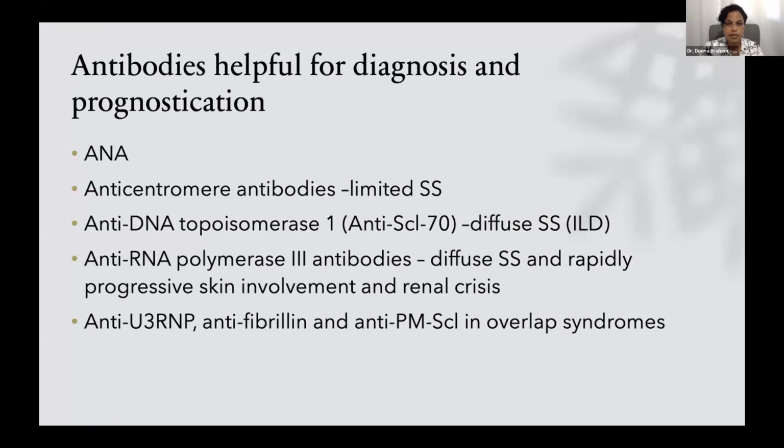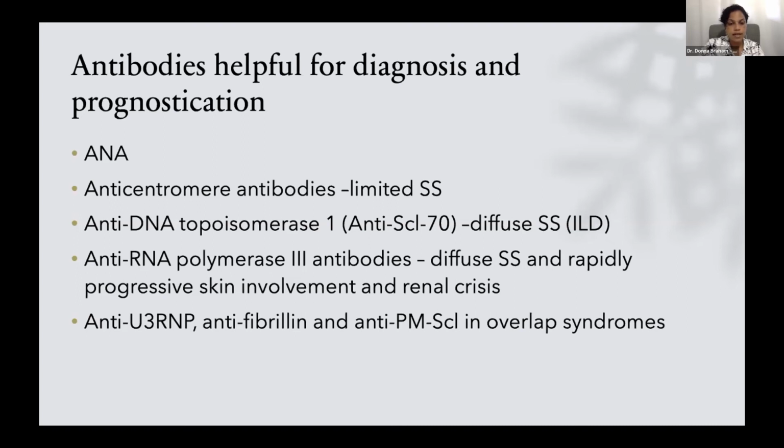The antibodies are helpful for diagnosis and prognostication. The ANA is positive in 95% of patients who have systemic sclerosis, but you may just have limited sclerosis. Anticentromere antibodies can also be positive in limited systemic sclerosis. Anti-DNA topoisomerase, which is anti-Scl-70, tends to be positive in diffuse systemic sclerosis, and those patients are at a high risk of having interstitial lung disease.